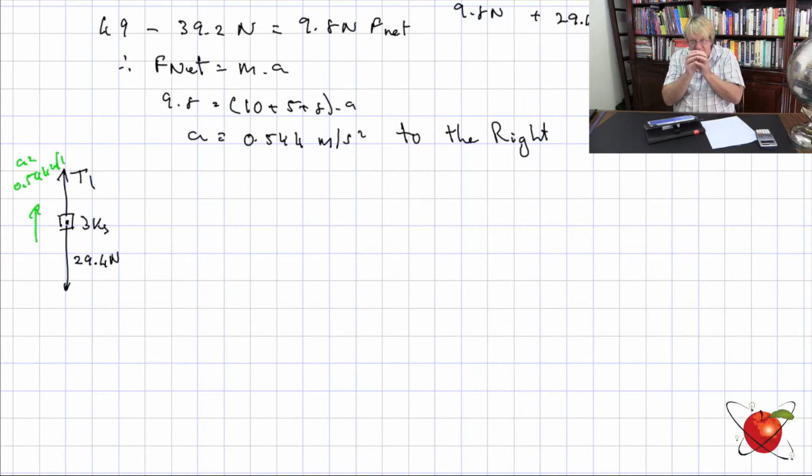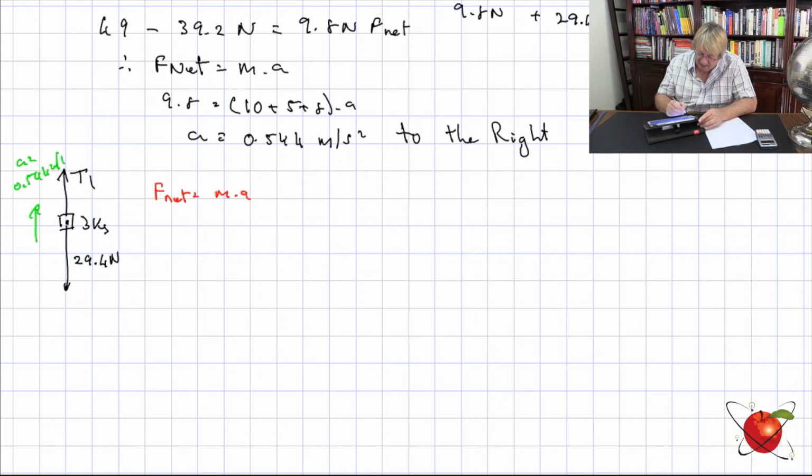Immediately, I say, right, I've got an acceleration. Now I'm just looking at this block on its own. And I say, F net is equal to MA. F net, in this case, is going to be 3 kilos, can you see it, mass, times 0.544. 3 times 0.544 is 1.632 newtons, right? That's the net force that's accelerating that block up, isn't it?